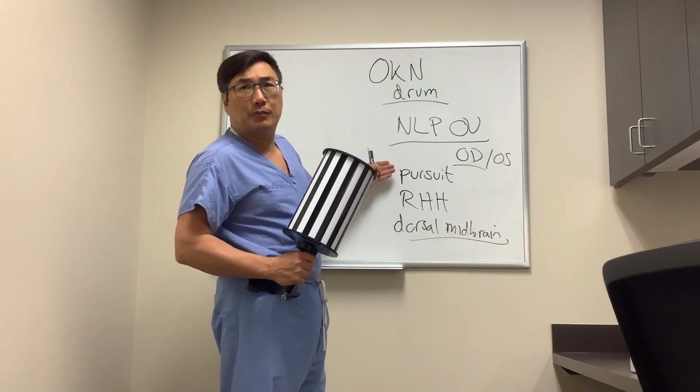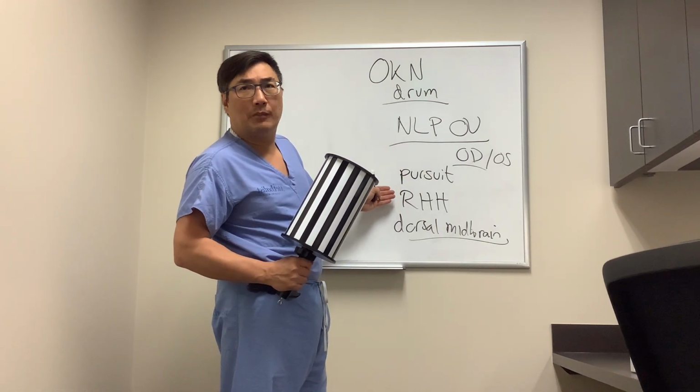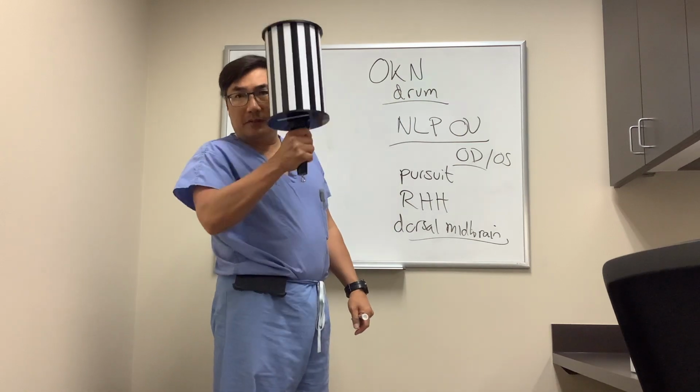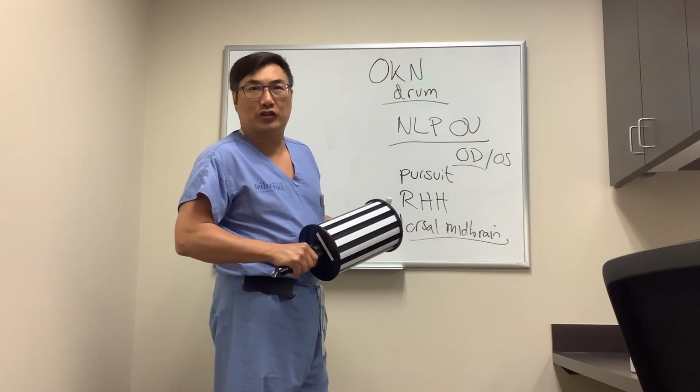So OKN drum, useful for testing for non-organic functional visual disorders in severe vision loss, one or both eyes, testing for the pursuit function in parietal lobe lesions producing homonymous hemianopsia, and for bringing out the dorsal midbrain syndrome convergence retraction nystagmus.